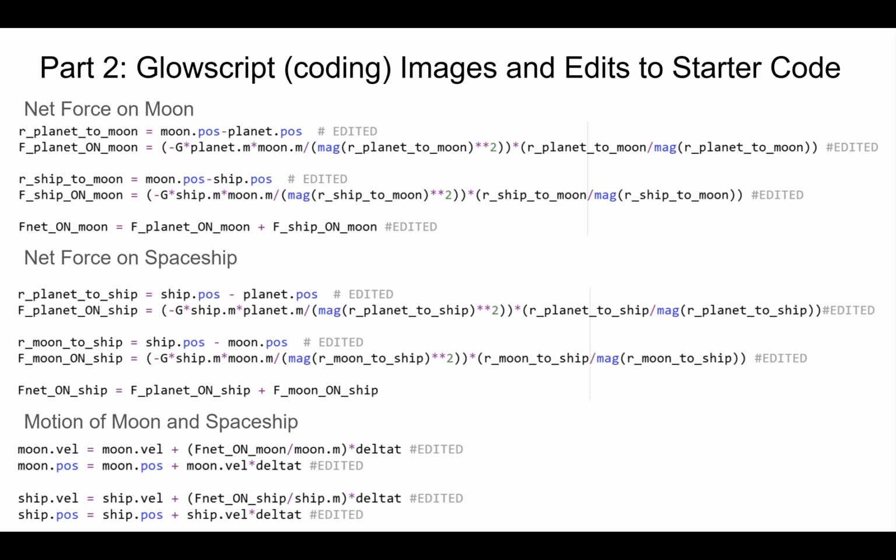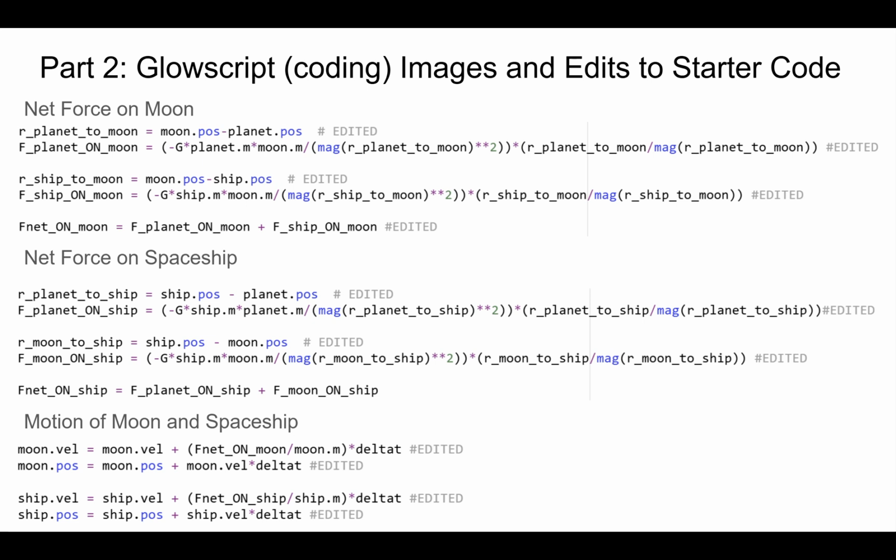For the force on the moon due to the ship, it's the same thing as before, except planet is replaced with ship. And then for net force on the spaceship, it is the same thing as before, except the spaceship is the subject and the moon and the planet are acting on the spaceship. And then for net force, the two components are added. For motion of moon and spaceship, the velocity and position are found by using the position and velocity update formulas.